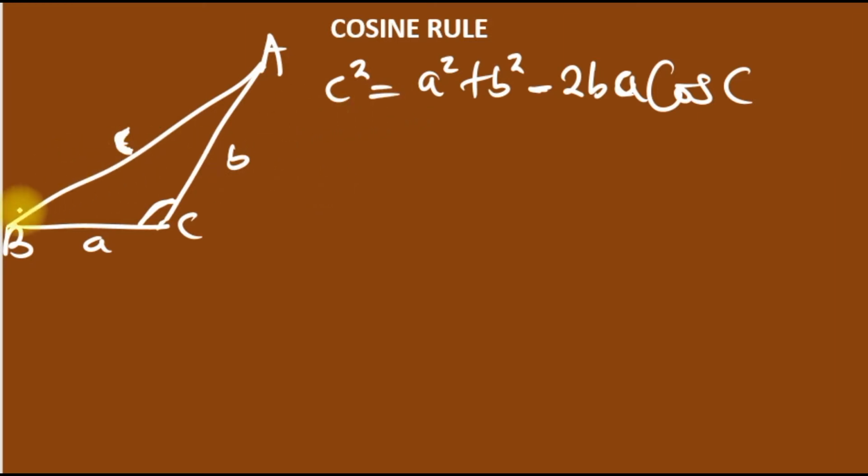So that's what cosine rule states. If you are given two sides and an included angle, to get the third side, that's the one opposite that angle, that's what it states. So let me just do a quick proof on that.